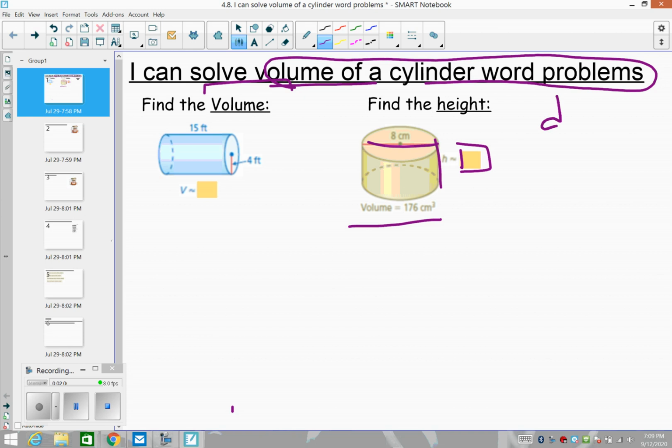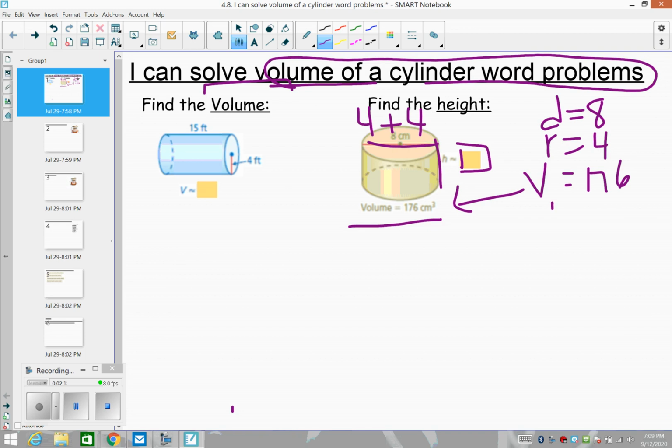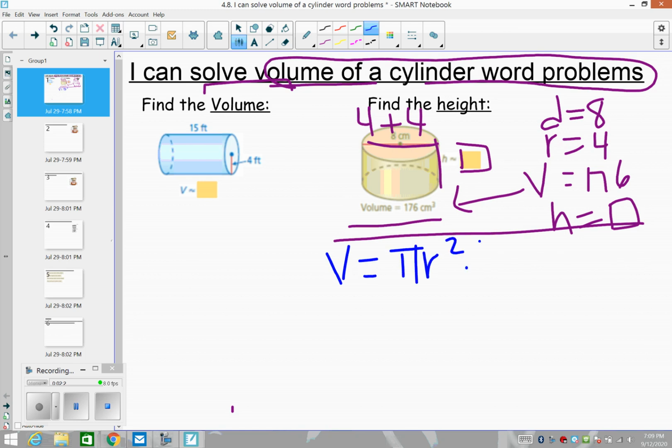So the diameter is 8, which means that the radius is 4, and we know the volume this time is 176. We don't know the height, so that's the given information. If we use our formula, pi r squared times height, we're going to plug in everything that we have and try to isolate the h this time. So we're going to build our house around the h.